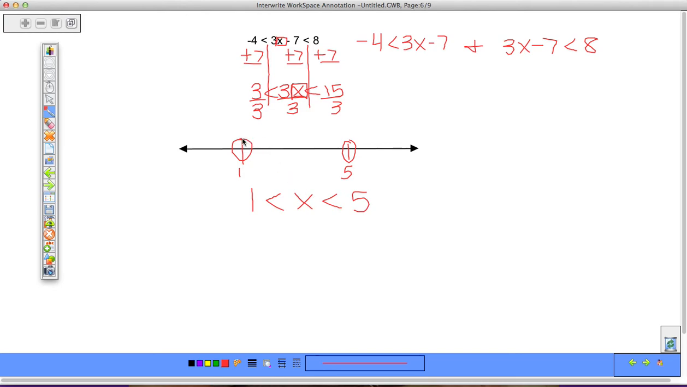The alligator's eating the x, so from 1, we're going right. And x is less than 5, so we're going to go left. Just think of it as two separate graphs in one.